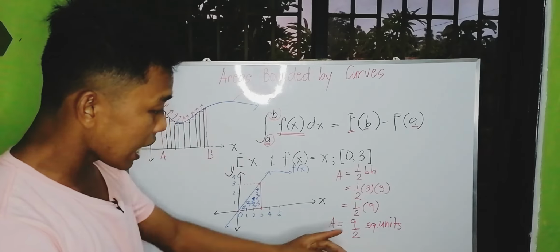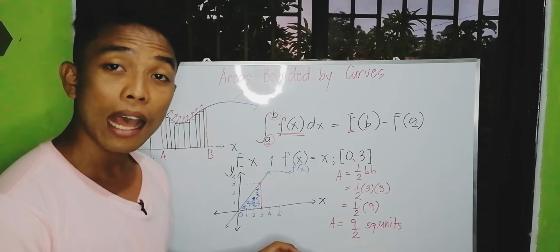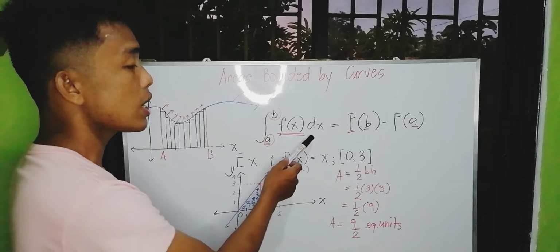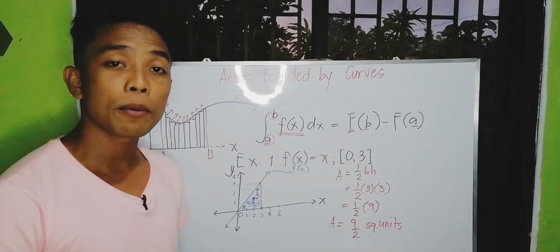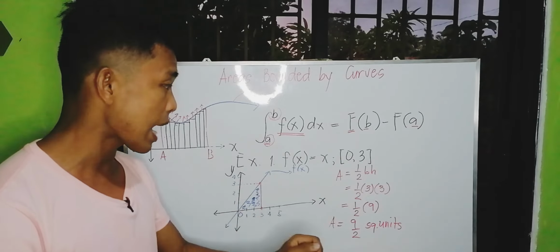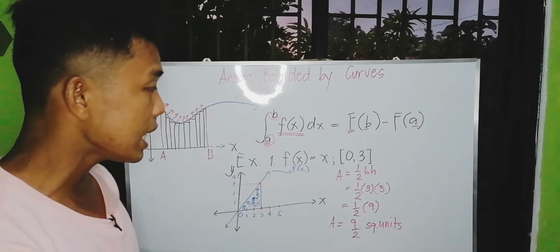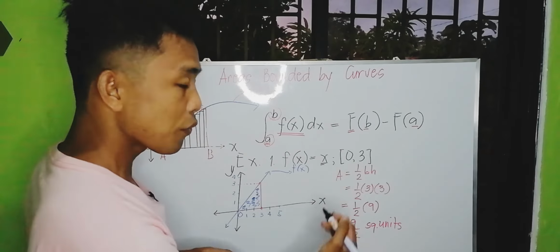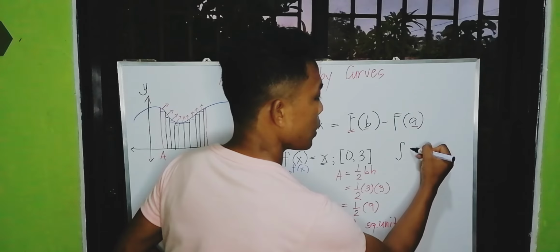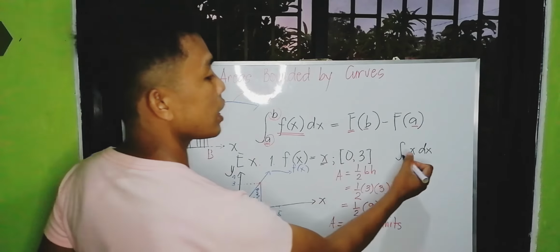So, ngayon, dahil 9/2 square units siya, the question will now be, kaya lang naman pala ng ganitong paraan. What is now the essence of using the fundamental theorem of calculus or the definite integral? Ngayon, tingnan natin. Can we make use of that? Using the function f of x is equal to x, meaning, ang kukuhanin lang natin si x. Therefore, using the definite integral, it will become this way. We have the integral of x dx, from 0 to 3.